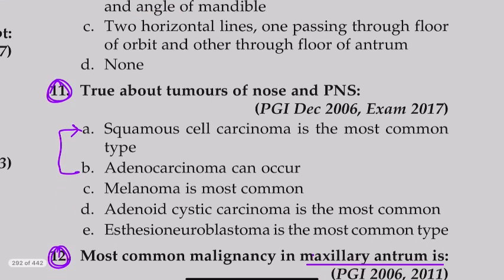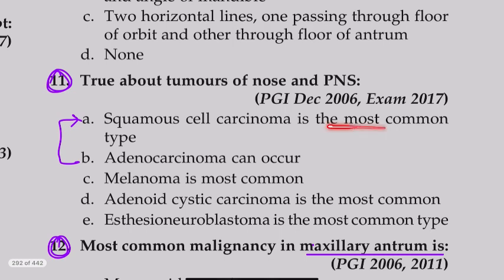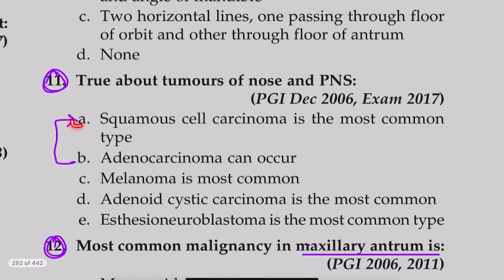True about tumor of nose and PNS: squamous cell carcinoma is the most common type. Adenocarcinoma can occur. Melanoma is most common? Adenoid cystic carcinoma is the most common? Esthesioneuroblastoma is the most common? No. The most common carcinoma of PNS is squamous cell carcinoma, right? For people working in hardwood furniture industries, the most common carcinoma is adenocarcinoma, called woodworker carcinoma, right?